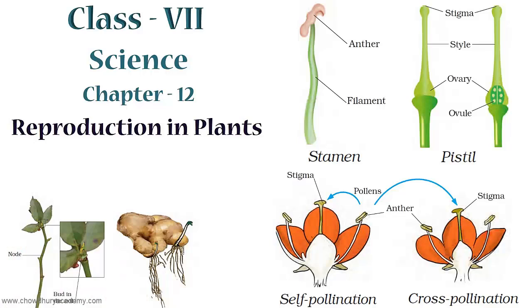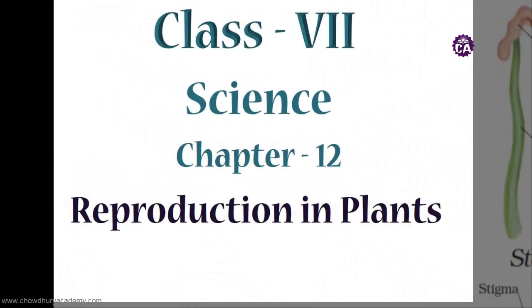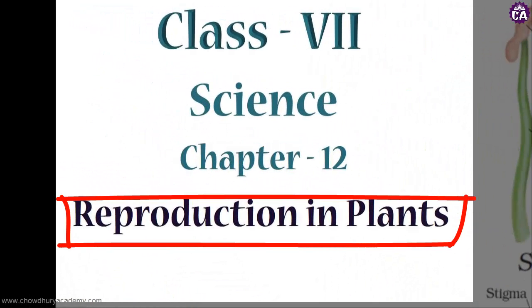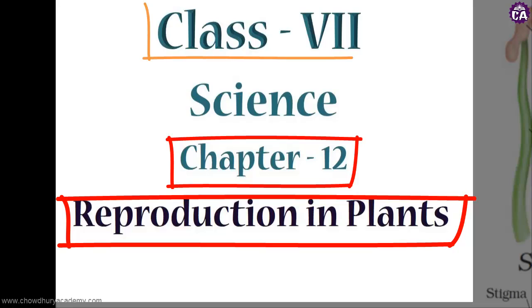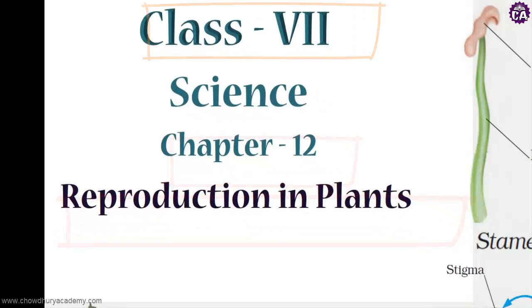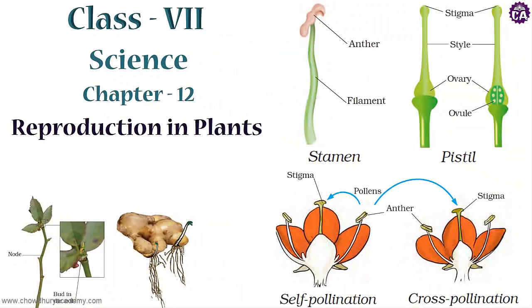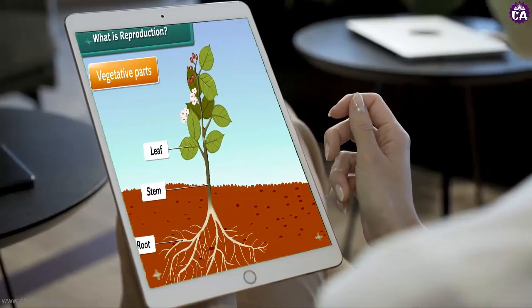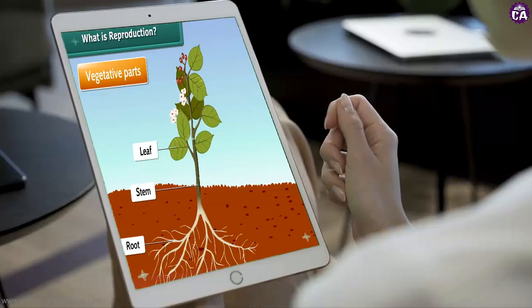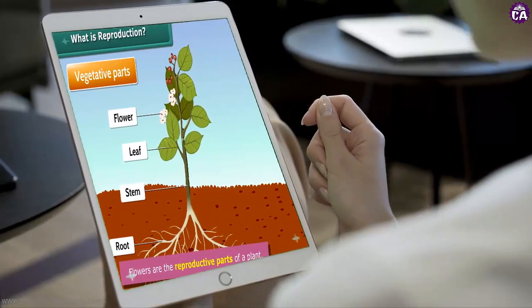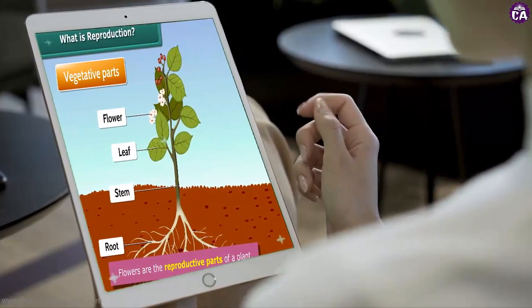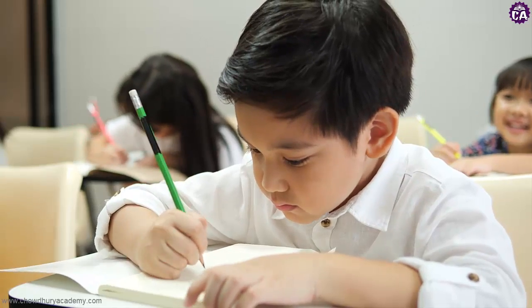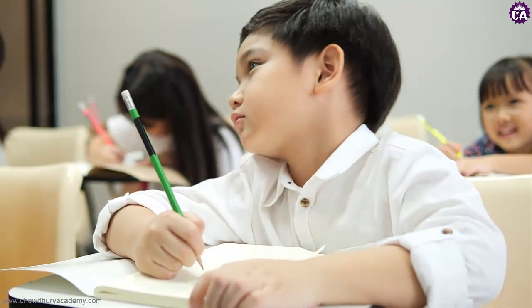In this video, we are going to learn about reproduction in plants from chapter 12 for class 7. I am sure, after watching this animated tutorial, all your doubts will be clear. You will be able to answer all the possible questions asked from this chapter and of course, without reading dozens of books. Let's start the class.